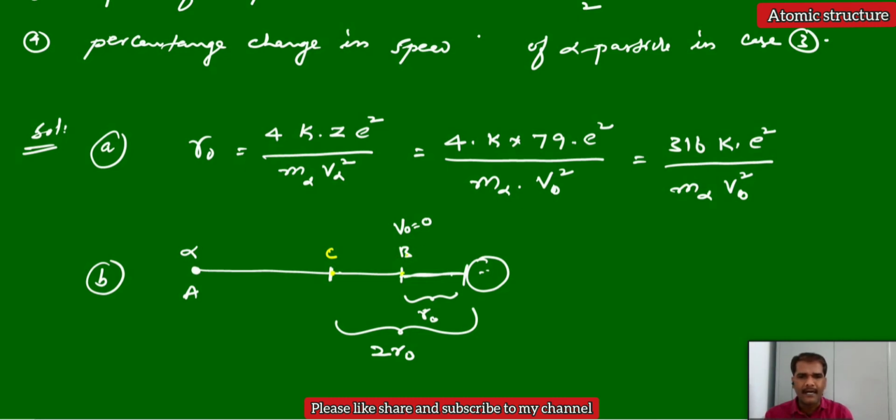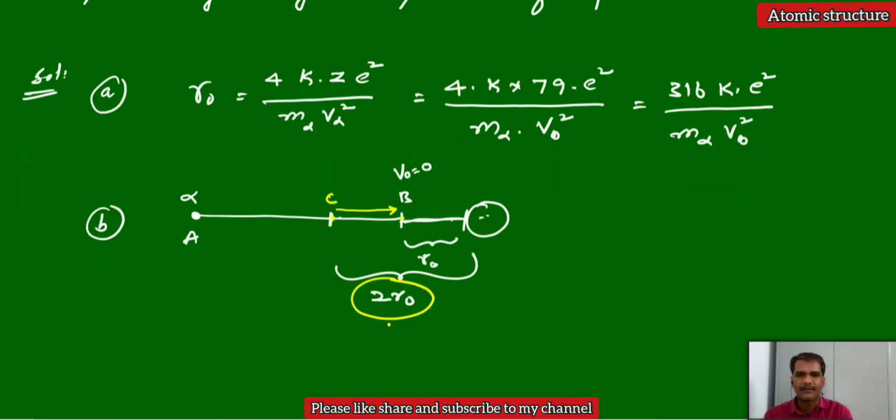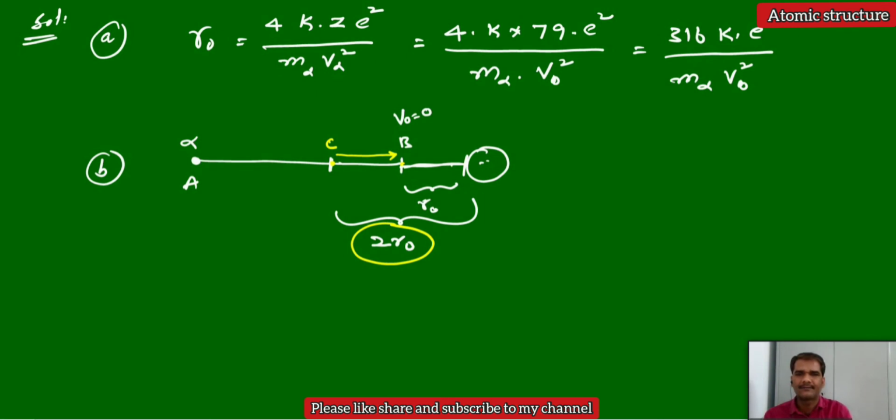We know that at point B the velocity is 0, but at point C it is not 0. Why? Because the alpha particle is still moving towards B, right? So at this point we have some velocity. What it is, we have to calculate. Now let us assume this 2 r naught is the distance of closest approach. You apply these values in the given equation.